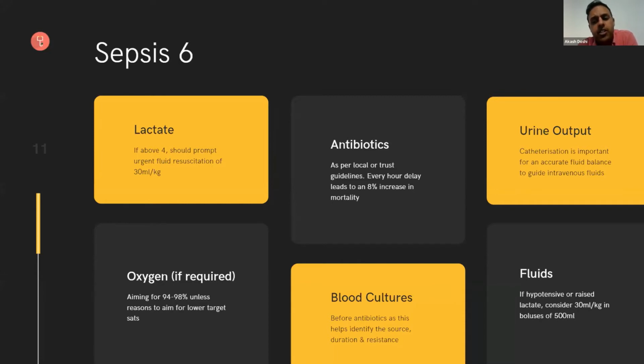We tend to give 30 mils per kilo, or we give boluses of 500 mil until the patient's blood pressure is starting to improve and stay up.